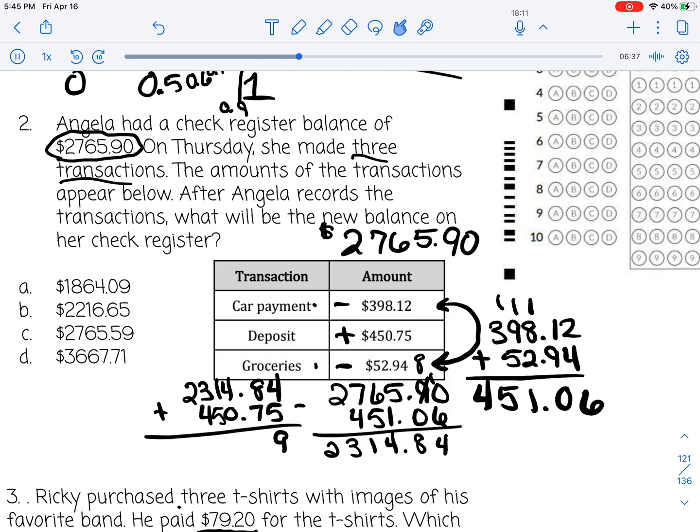So I'm going to have 9. 8 plus 7 is 15. Carry my 1. 4 plus 1 is 5. 1 plus 5 is 6. 3 plus 4 is 7. And then bring my 2 down. 2 plus 0 is... So I get $2,765.59. All right. Good job, Richmond Rams.